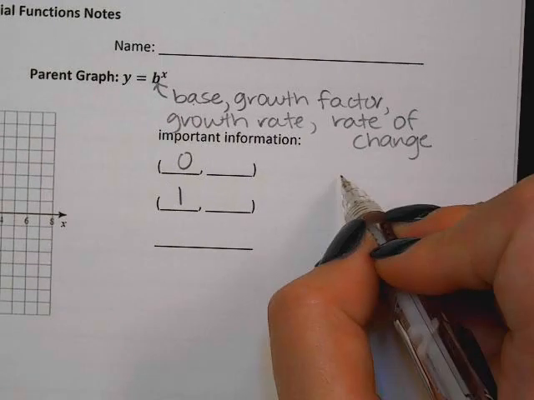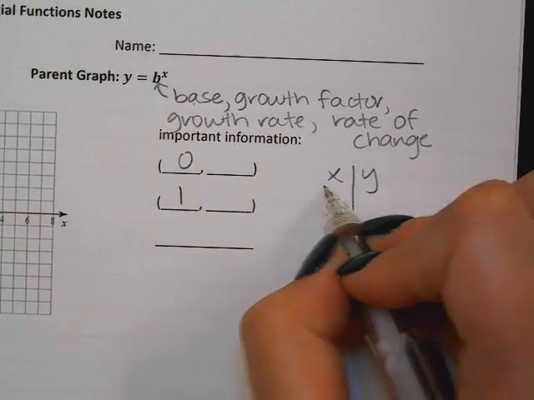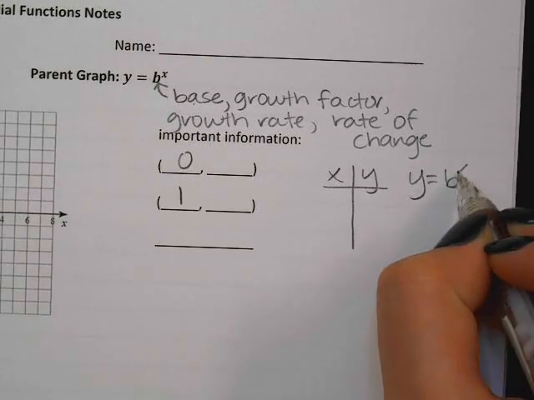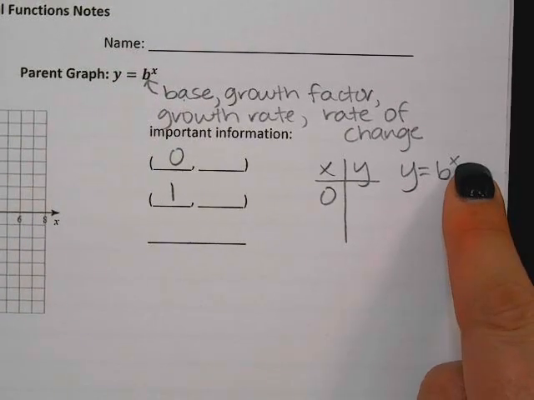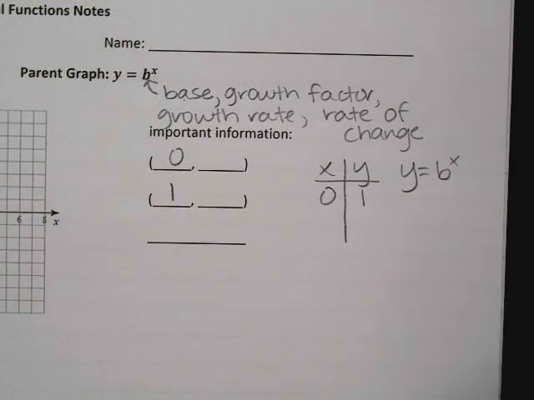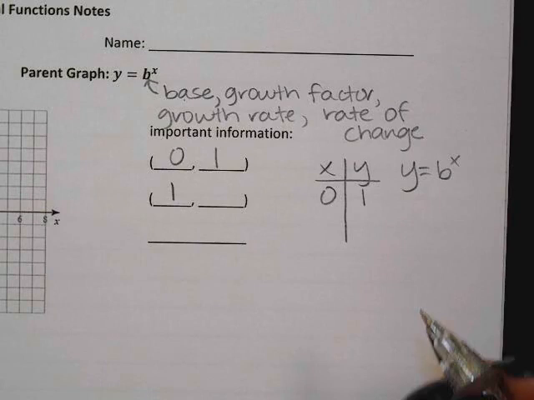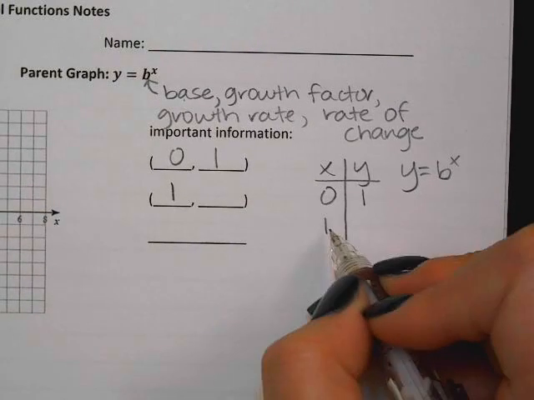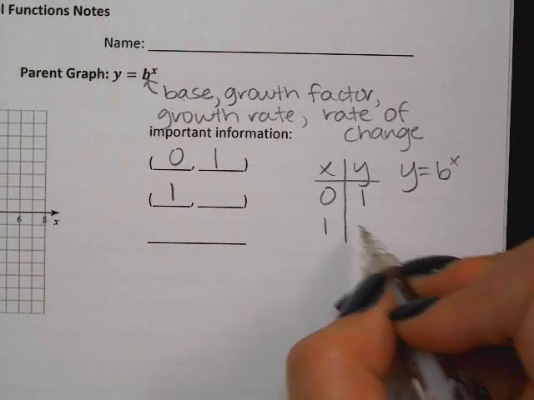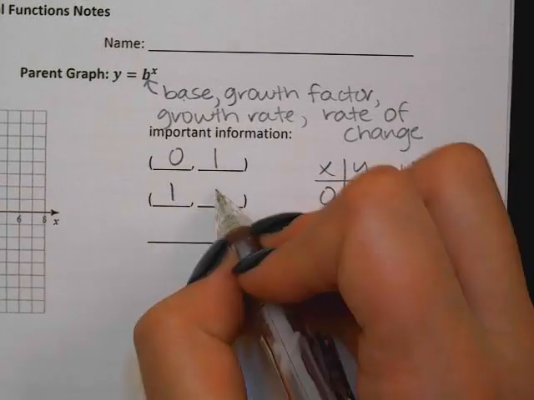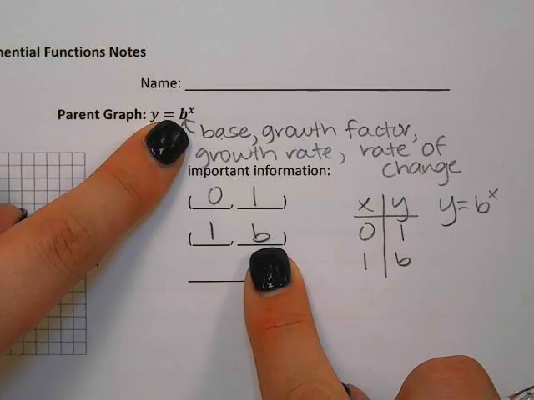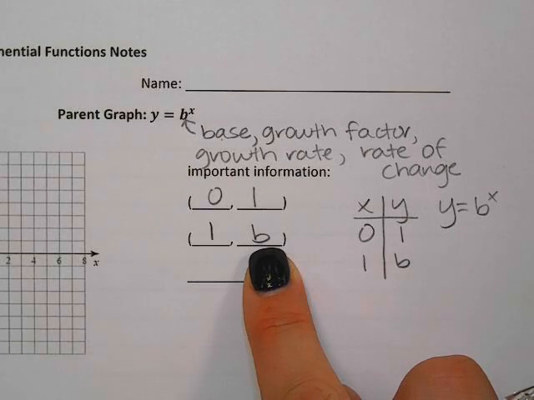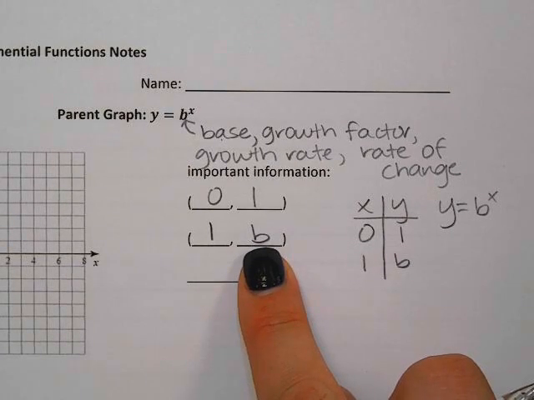So if we were to make an x and a y table, and our function is y equals b to the x. If I plug 0 in for x, then I would have b to the 0, and anything to the 0 power is always going to be 1. So the first point we're going to have is 0, 1. The second point we're going to plug in for x is 1, and b to the 1 would be b. So the y coordinate of the second point is always going to be dependent on what parent graph we start with. So if it was 1/4 to the x, then the b value would be 1/4. If it's 2 to the x, then the b value would be 2.